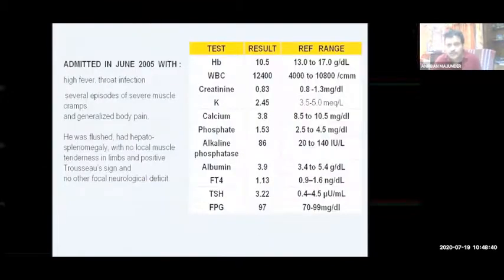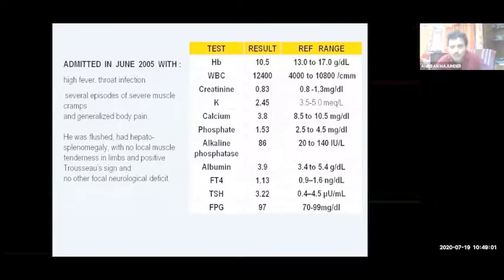Now, this patient was admitted in 2005 with fever, throat infection, several episodes of muscle cramps and generalized body ache. He was flushed, had hepatosplenomegaly with no local muscle tenderness of the limbs, but had a positive Trousseau sign, and he had no other neurological deficit.